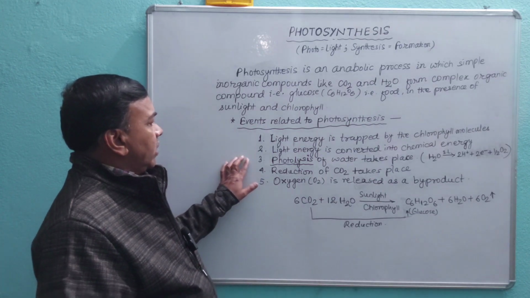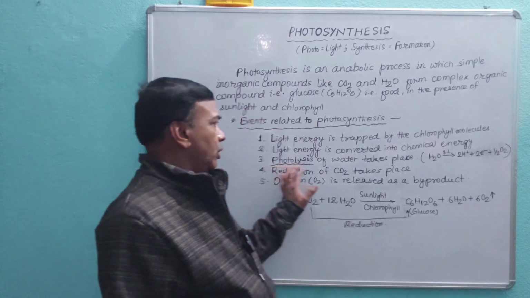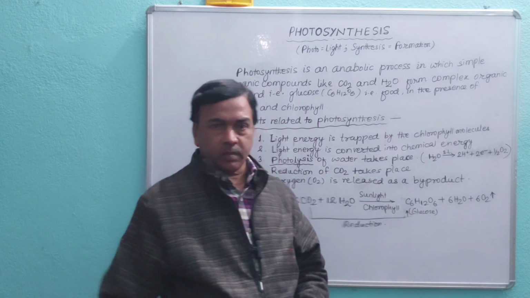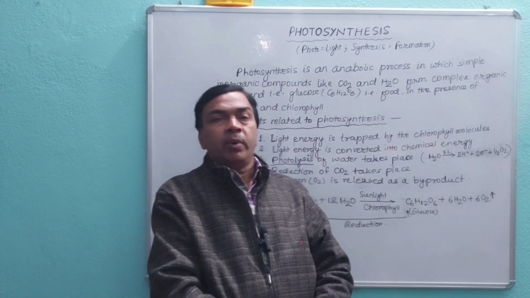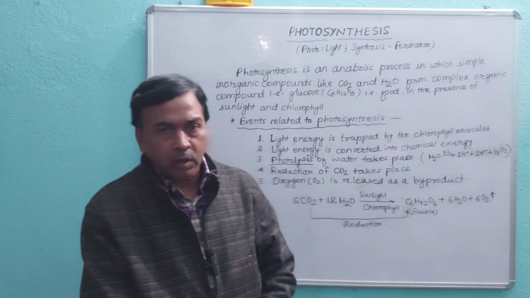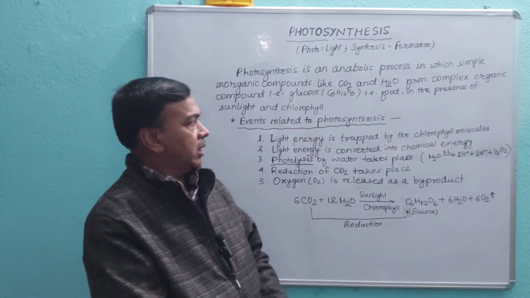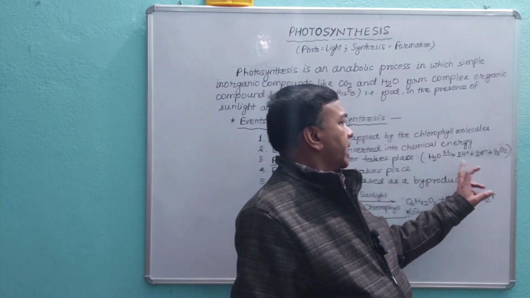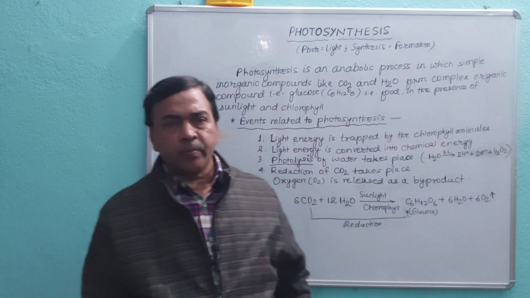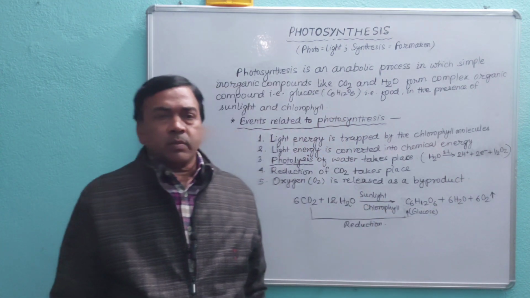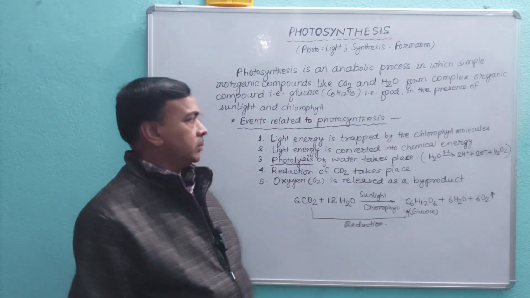The third event related to photosynthesis is that photolysis of water takes place. Photolysis, what is photolysis? Breakdown of water molecule in the presence of sunlight is known as photolysis. The water molecule breaks into two hydrogen, two electron and half O2. This process, breakdown of water, is known as photolysis of water.